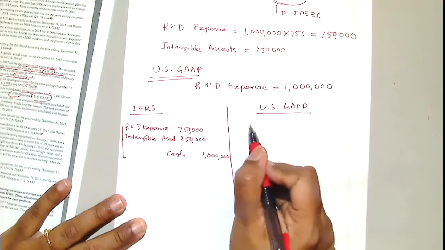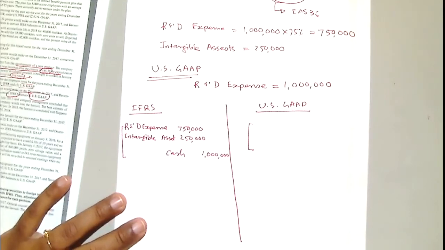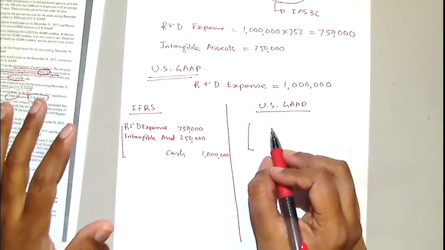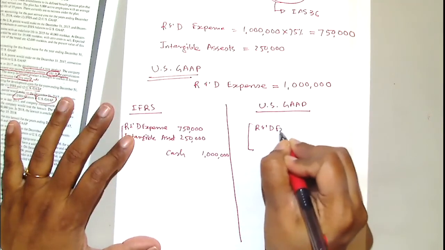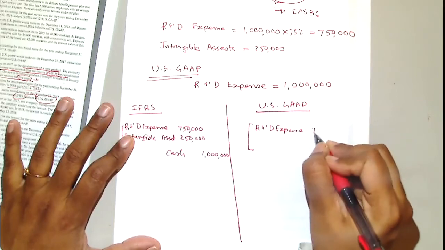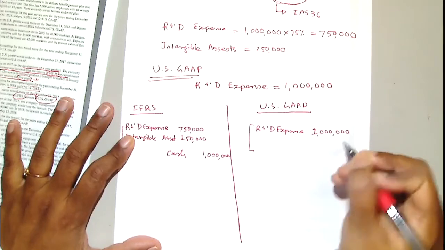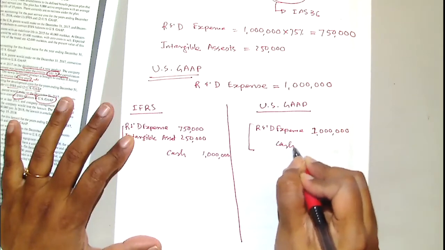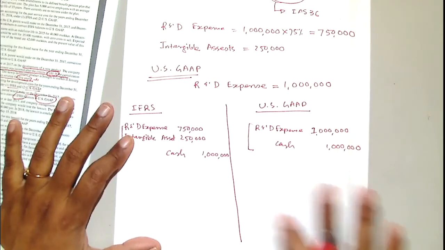Now who can tell me the US GAAP journal entry? Who can tell me the US GAAP journal entry? Quickly. Yes, Noah. R&D expense, $1 million, cash. Nick, is it right? Yeah. Noah says R&D expense 1 million, the whole. Very good. The entire amount, and you are paying cash, the entire amount. Thank you, Nick and Noah. So this is your US GAAP.